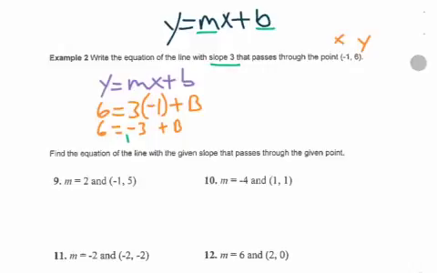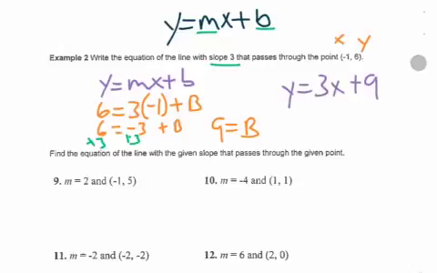And then add 3 to both sides to get rid of that. Add 3. I ran out of room here. 9 equals b. So I have the two things I need, which are my slope and my y-intercept. So y equals 3x plus 9.